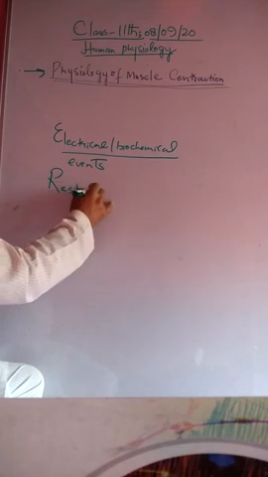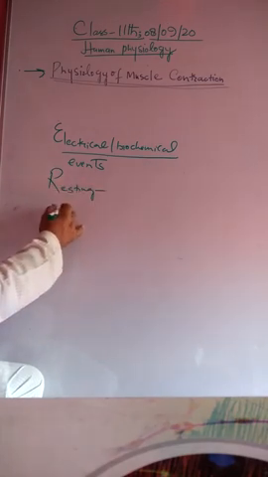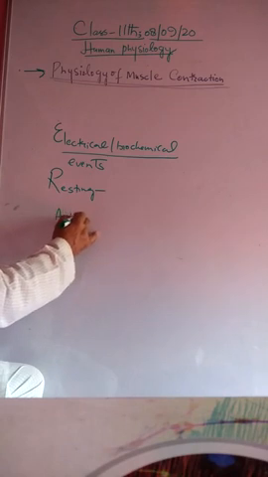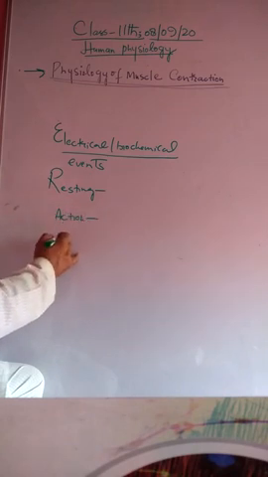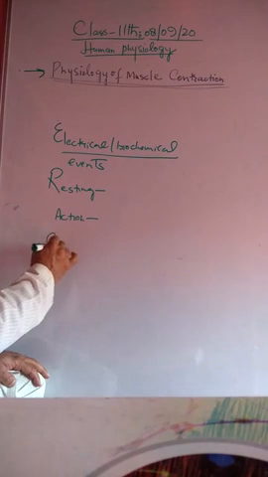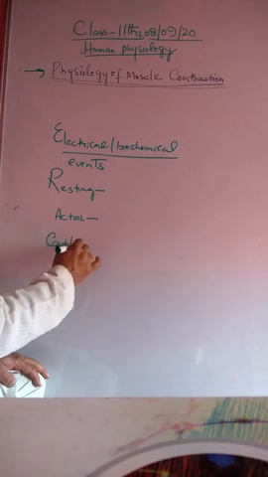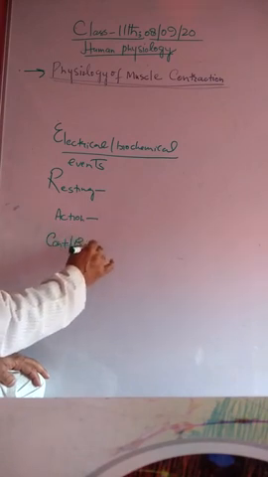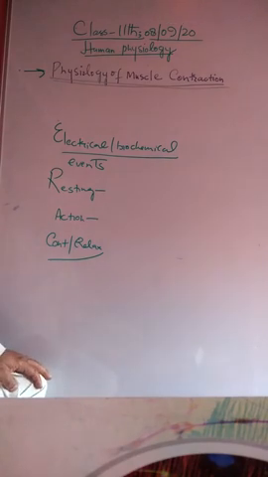First is the resting potential, and the second is the action potential, and the third is the muscle contraction and muscle relaxation. Resting potential and action potential.